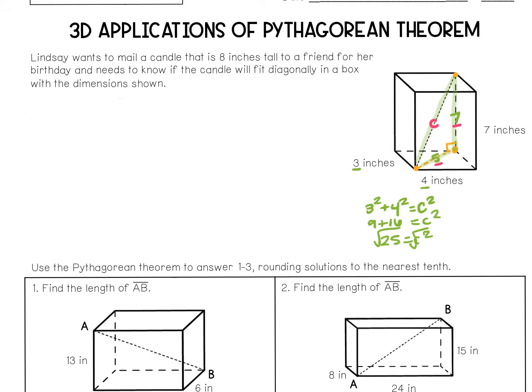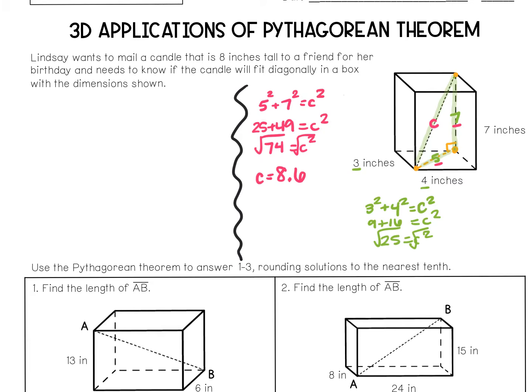What I can do is 5 squared plus 7 squared equals c squared. That's going to give me 74, so c would be 8.6.